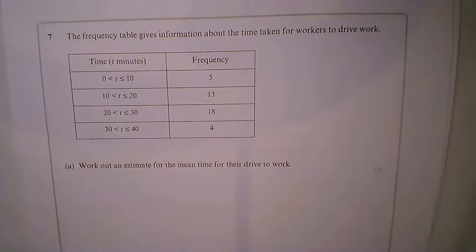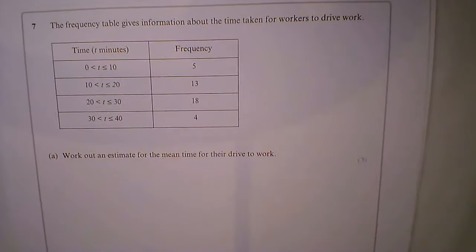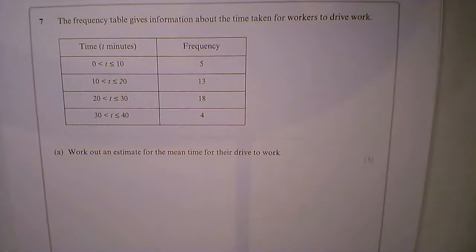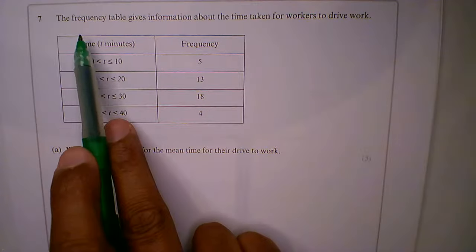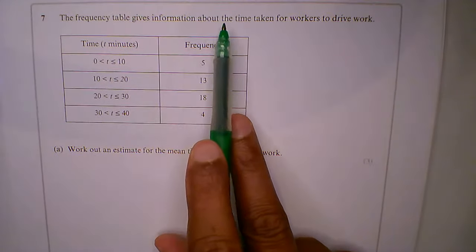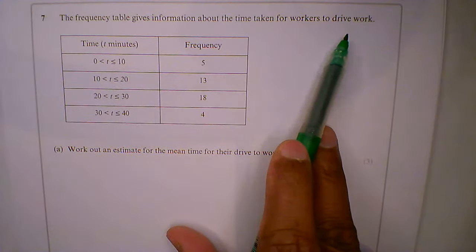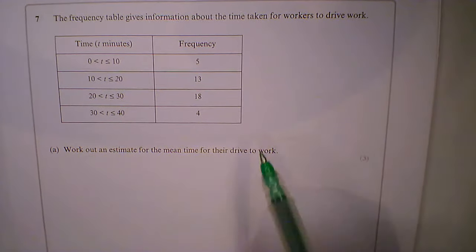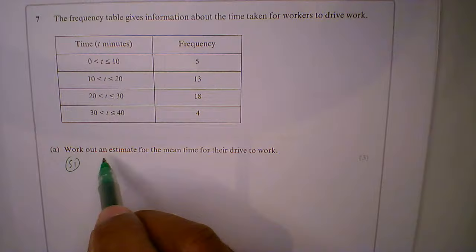Question 7. Okay, nice question here. If you've been doing these live lessons with me, we've done mean from a table a few times. So press pause, and then when you're ready, press play. All right, so work at question 7. The frequency table gives information about the time taken for workers to drive to work. So we've got time, we've got frequency. Work out an estimate for the mean time for their drive to work. So step 1 is we need to find the midpoint.